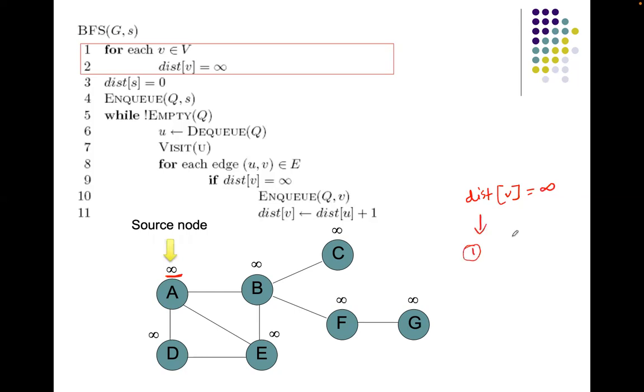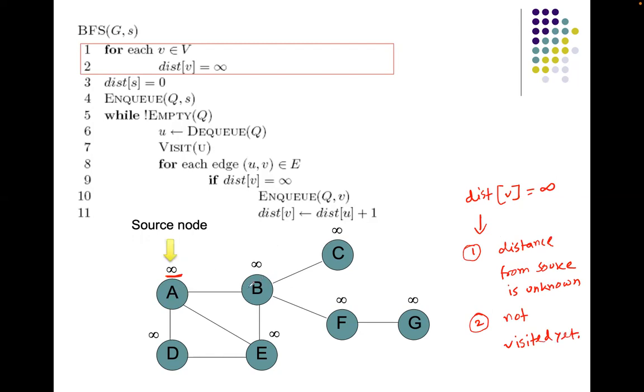It means that the distance from the source is unknown, and also that the node is not visited yet.